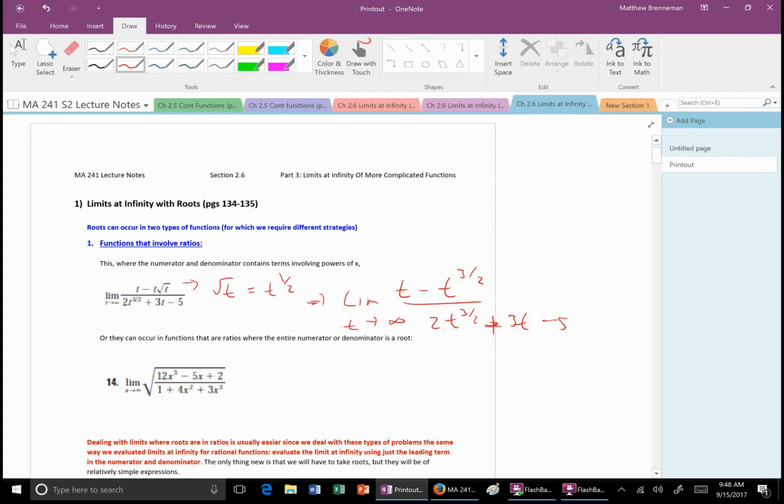Okay? Take off the leading term. The leading term is the one with the larger exponent, and I just forget about the others. Keep my minus 1, you gotta be careful. I just drop all of the other terms, and I get the limit as t goes to infinity of minus t to the 3/2 over 2t to the 3/2, and that's going to be minus 1.